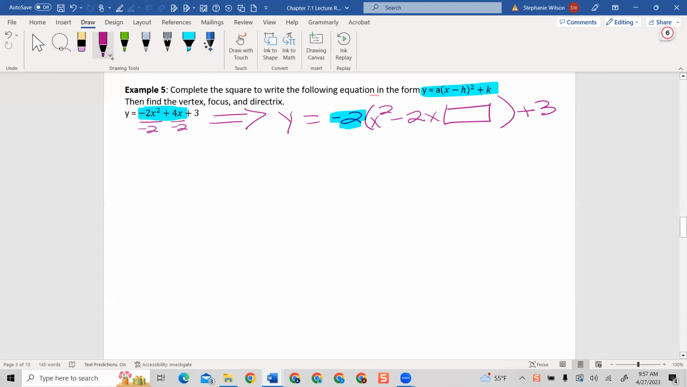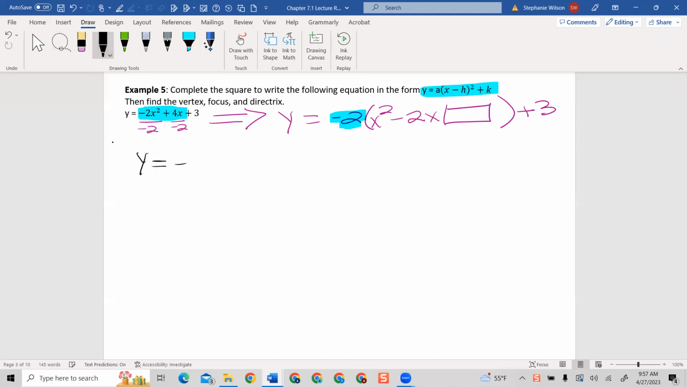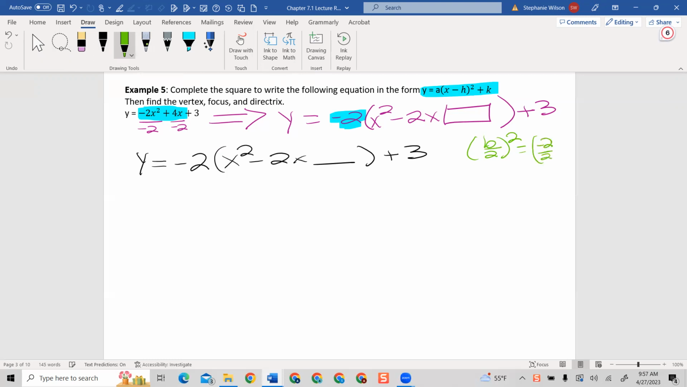But right now, what I want to do is focus on that one term that's going to make it a perfect square. I'm just cleaning this up. So we're going to have to use (b over 2) squared. Well, my b here is negative 2, divided by 2, all squared. That means I got negative 1 squared, which is just 1. So I'm going to add 1 here.